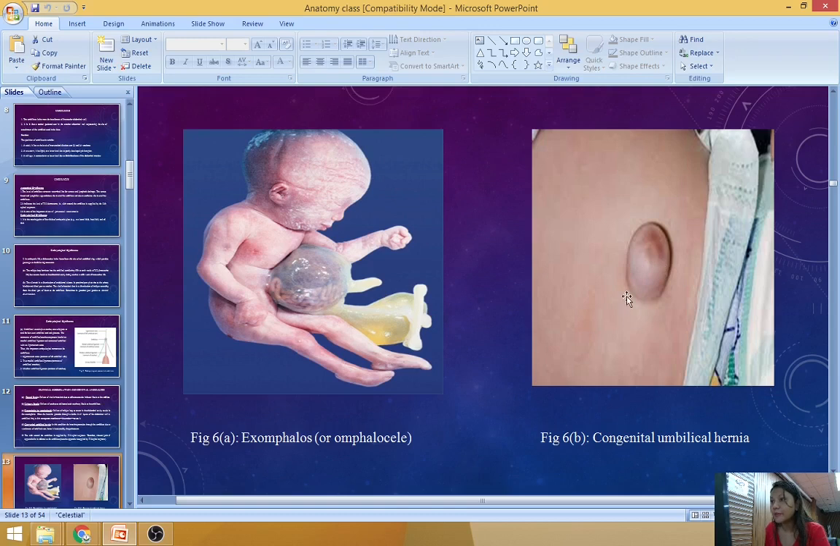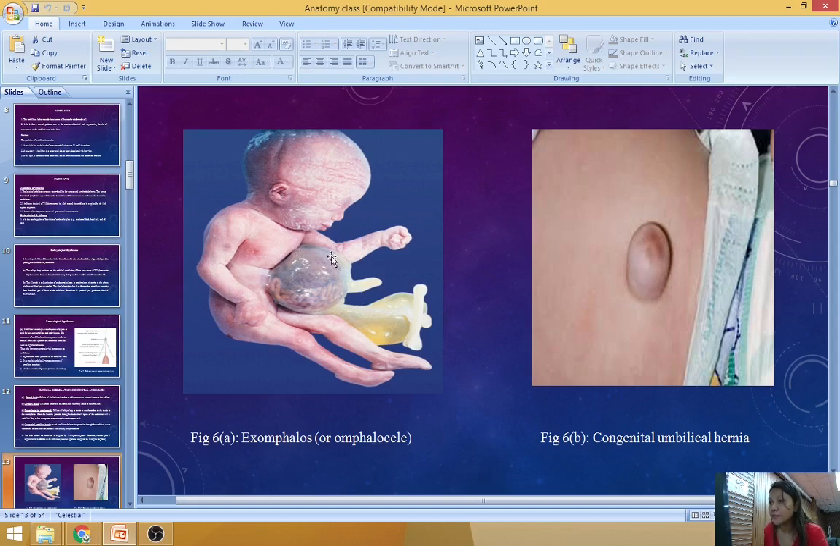Can anyone tell me? Just now I have read it. What is the difference between the omphalocele and the congenital umbilical hernia? Can anyone respond? What is the difference? You know or not the difference between these two? By seeing only you can tell. See, in both of them the intestinal loop comes out. In here also the intestinal loop comes out.